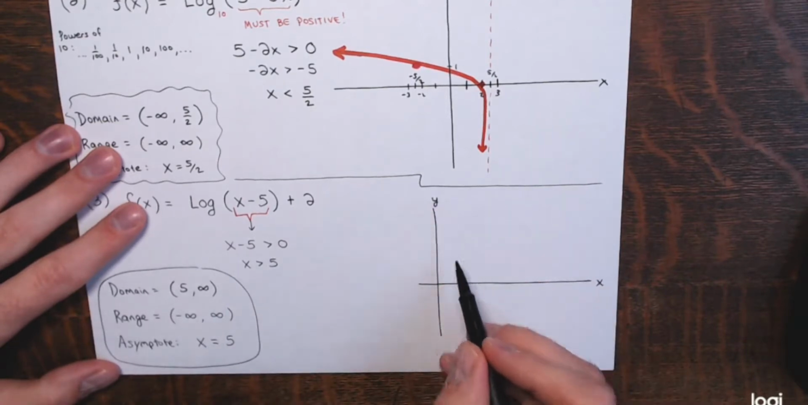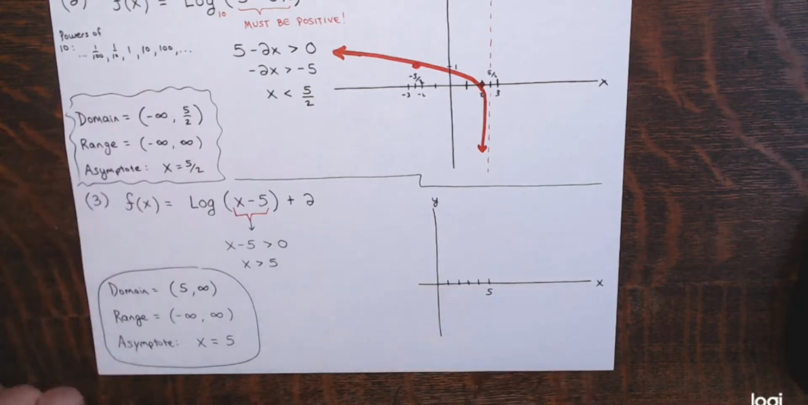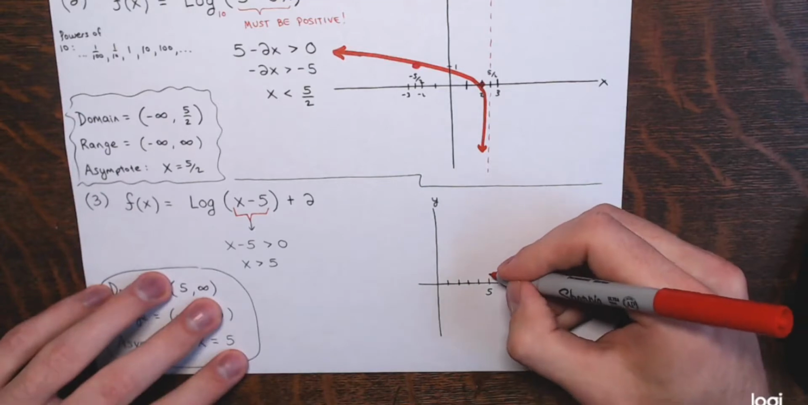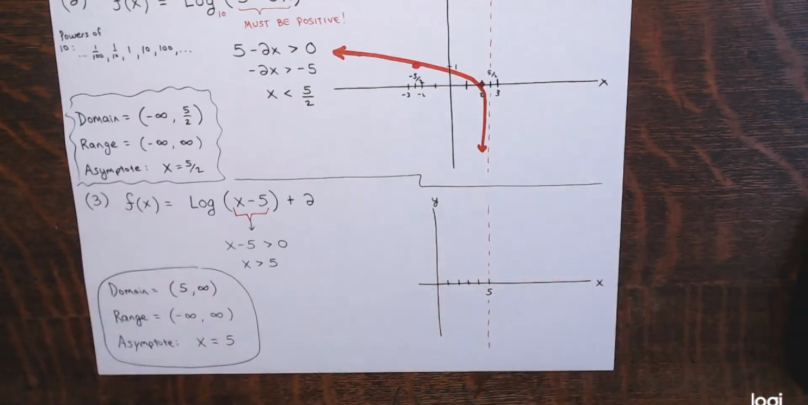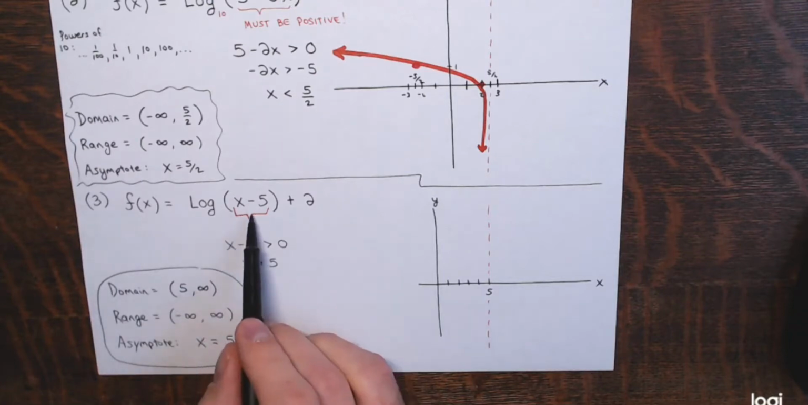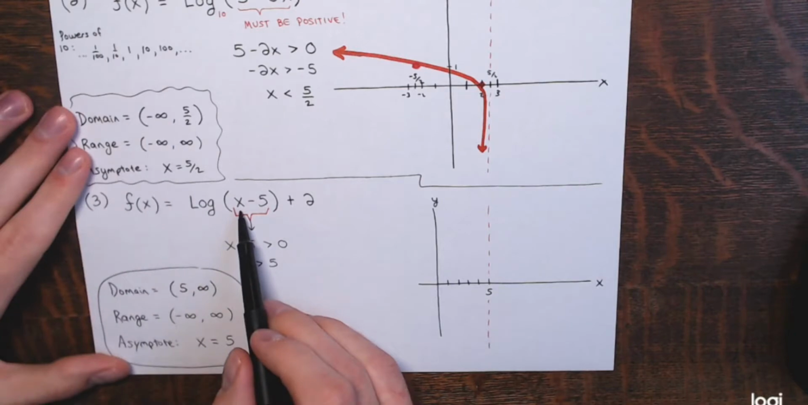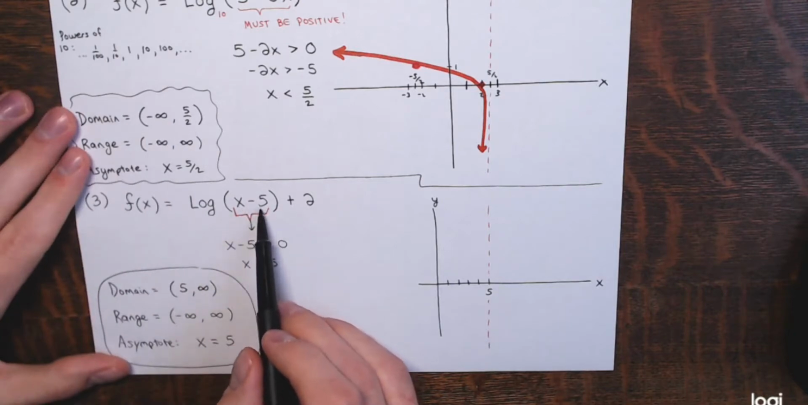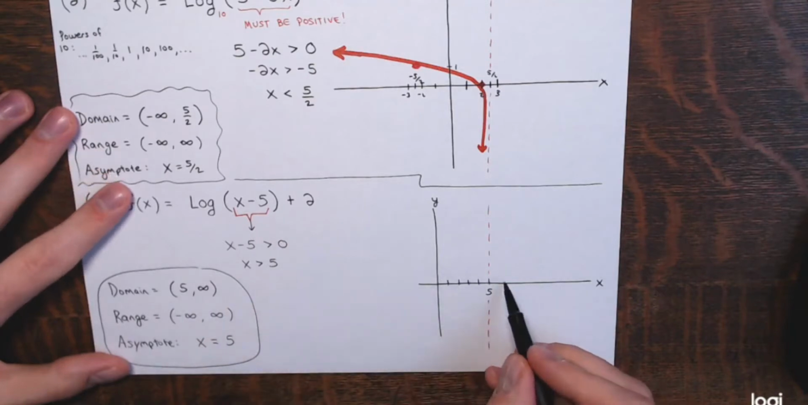So 1, 2, 3, 4, 5. There's x equals 5. There's going to be a vertical asymptote there. And then I'm going to plug in some numbers, so that we get powers of 10, which I have listed up here already. Now obviously if I plug in 6, you get 1. The log of 1 is 0, but then you got the plus 2. So 6 should have an output of 2.